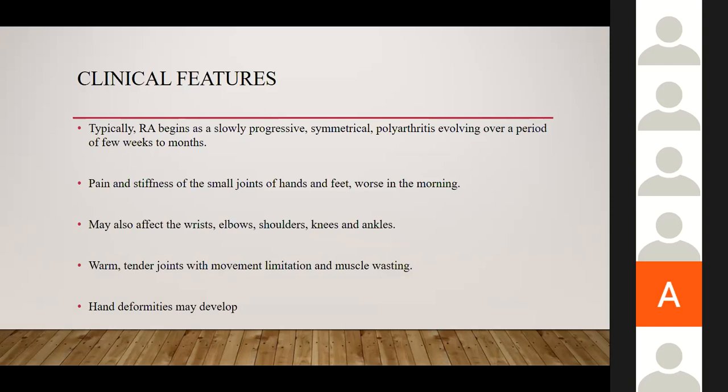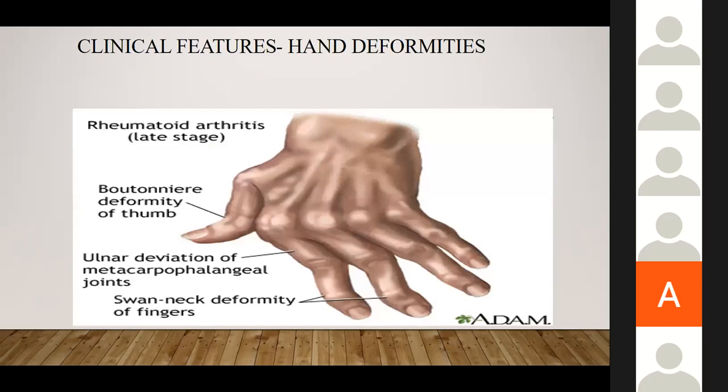And sometimes the joint is warm to the touch because of the whole inflammatory process. With time, you are going to have severe damage to the joint, and then you're going to have movement limitations and muscle wasting. Then the deformities will also start. If you have joint inflammation for a very long time, you can develop hand deformities. So you can develop what we call the boutonniere deformity of the thumb. It's like when you are trying to close a button, the way your fingers will go.